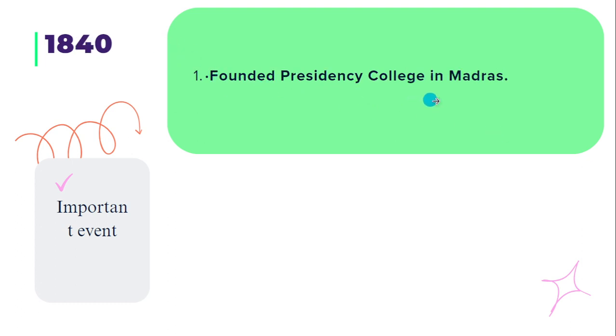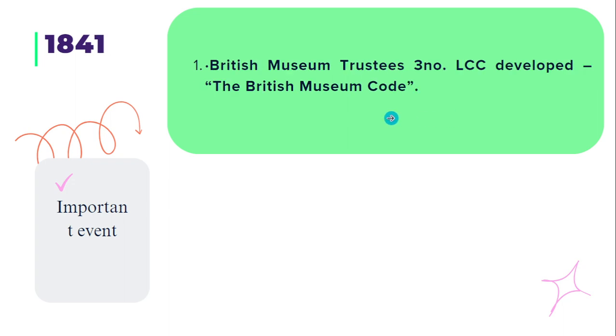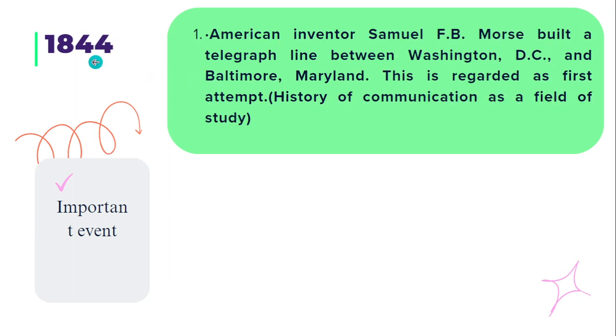1840, founded Presidency College in Madras. Then in 1841 the British Museum Trustees' library catalog code was developed, that is the British Museum Code. Then in 1844 American inventor Samuel F.B. Morse built a telegraph line between Washington DC and Baltimore, Maryland. This is regarded as the first attempt. It is related to the history of communications as a field of study.